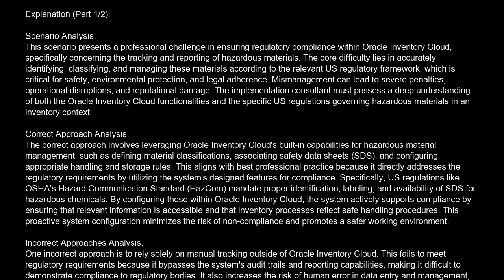Incorrect approaches analysis. One incorrect approach is to rely solely on manual tracking outside of Oracle Inventory Cloud. This fails to meet regulatory requirements because it bypasses the system's audit trails and reporting capabilities, making it difficult to demonstrate compliance to regulatory bodies. It also increases the risk of human error in data entry and management, which is a direct violation of the principle of maintaining accurate records as required by OSHA.